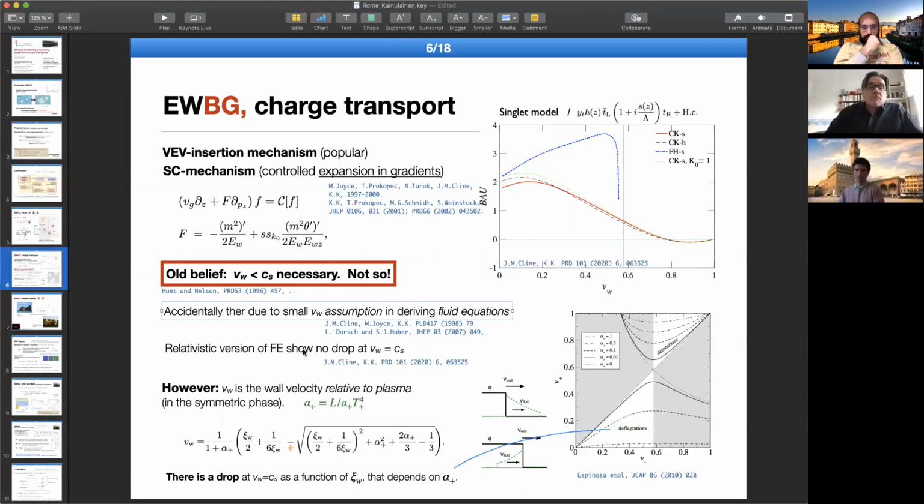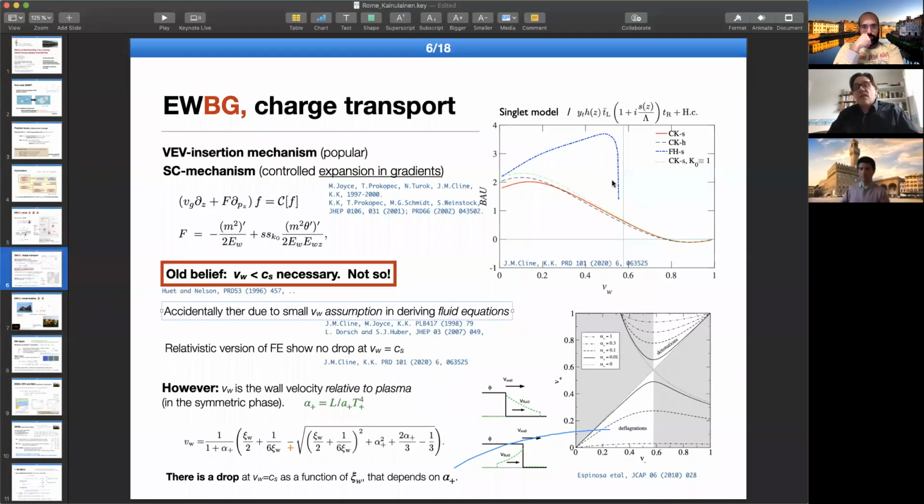However, when you rewrite the fluid equations, dropping the small velocity assumption so that they are valid also for relativistic speeds, then you find that there's nothing particular going on at the wall velocity corresponding to the speed of sound. This is a calculation from a particular model, a singlet model with a particular CP violation source. And here you see the result computed using the small velocity assumption fluid equations. And there indeed you see that it really drops like a rock at the speed of sound.